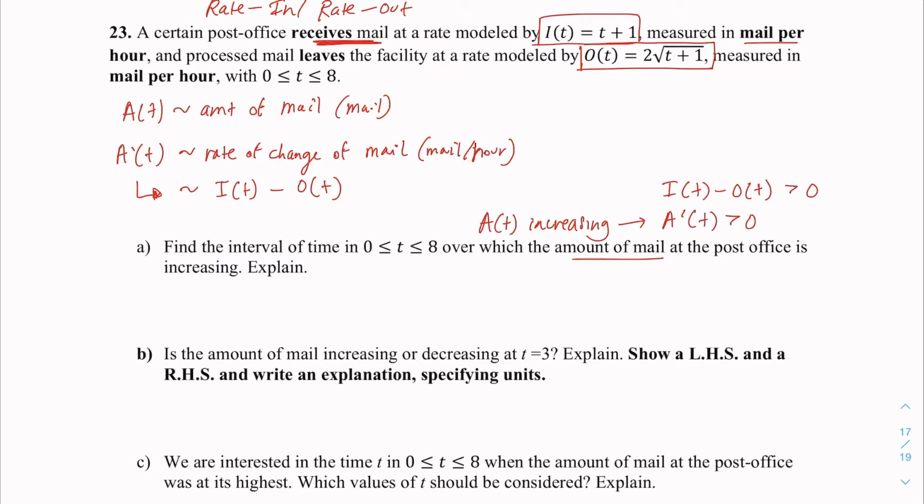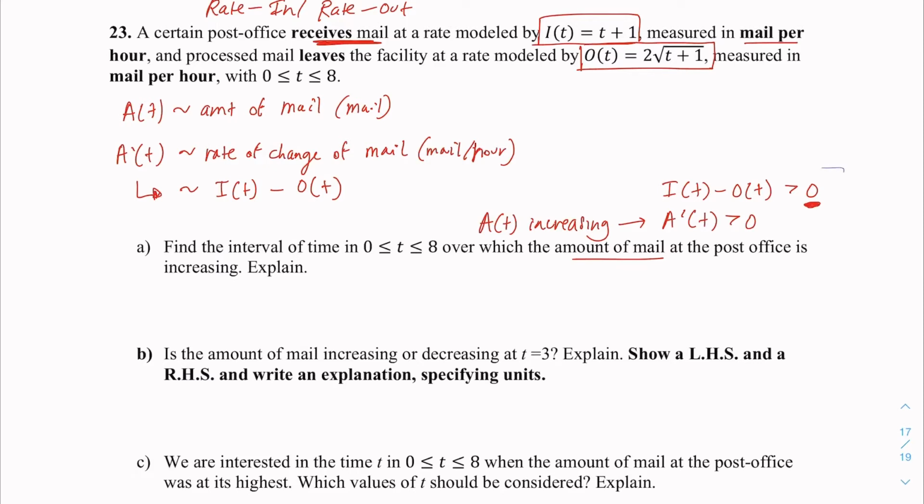That simply means that if I see how much mail is coming in, I subtract the amount of mail that's leaving. If I end up with a positive number, it means that I have more mail coming in than is going out, and the total amount is increasing. So let's set that up. Well, I of t is t plus 1.